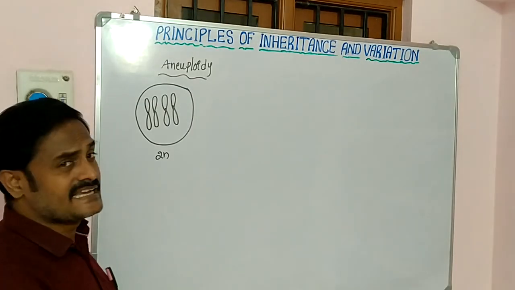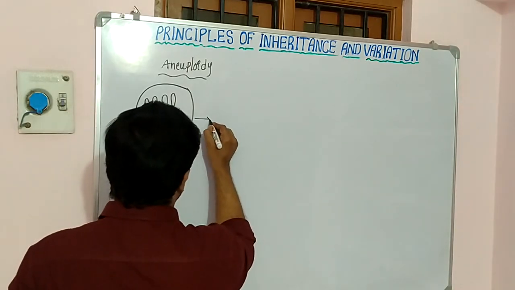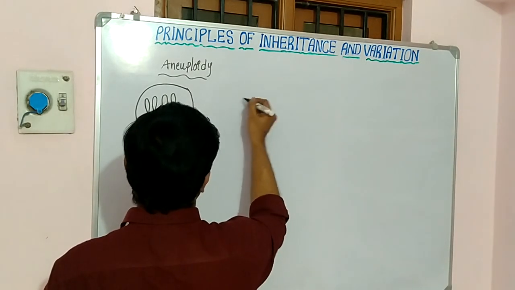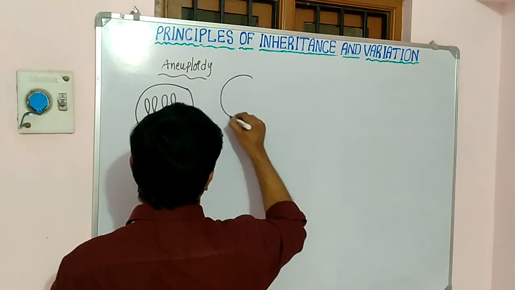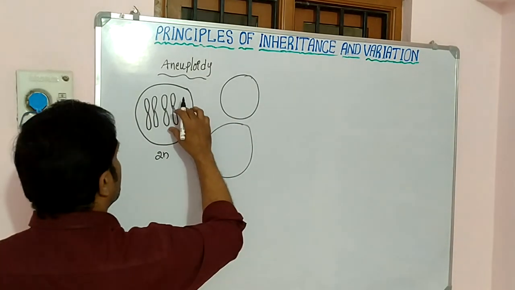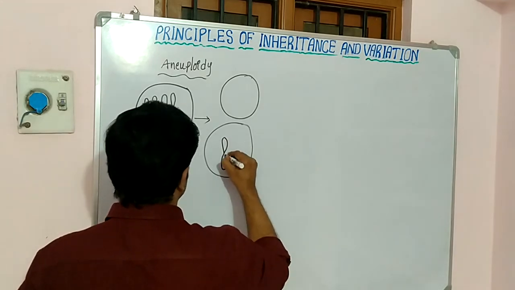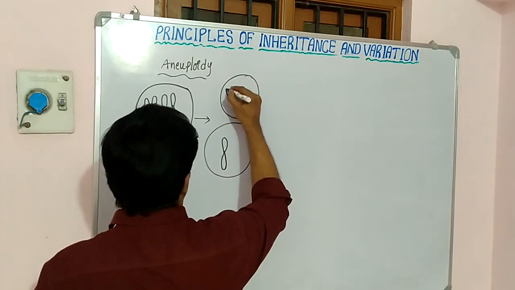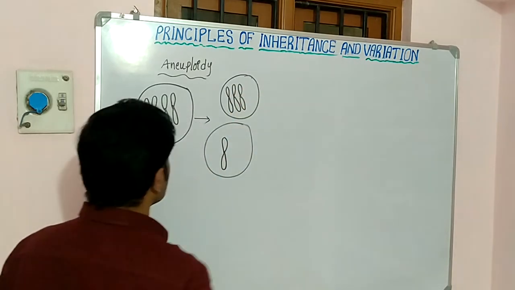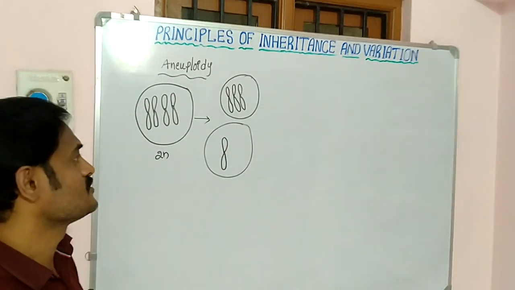So, during the cell division time, suppose it lost one chromosome. Then the cell is converted into two cells now, like this. This is one cell and this is another cell, and one chromosome is given into this cell, and the remaining three chromosomes are given into this cell. Like this, the abnormal conditions of the chromosomes.